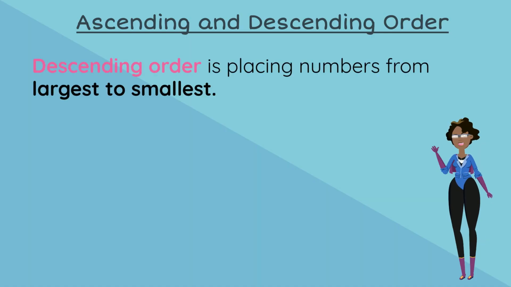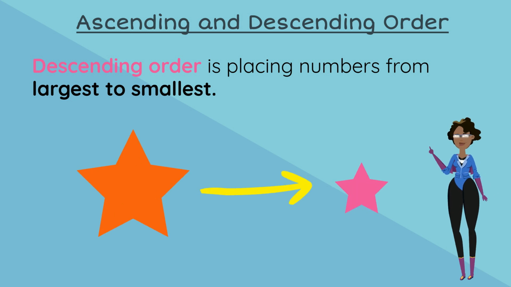Let's move on to descending order. Descending order is placing numbers from largest to smallest. So it's the opposite of ascending.